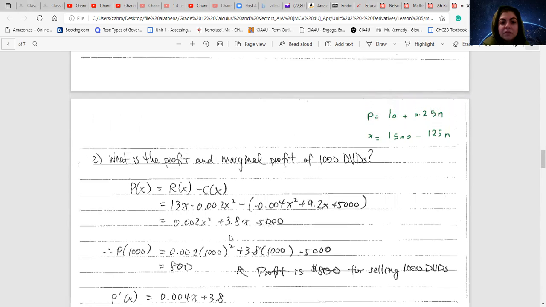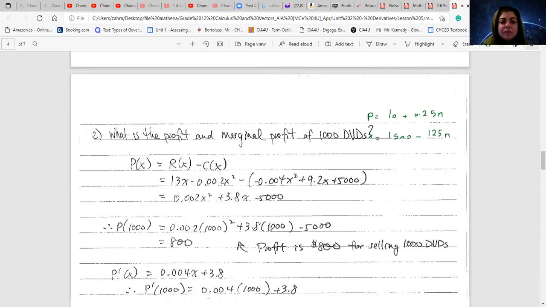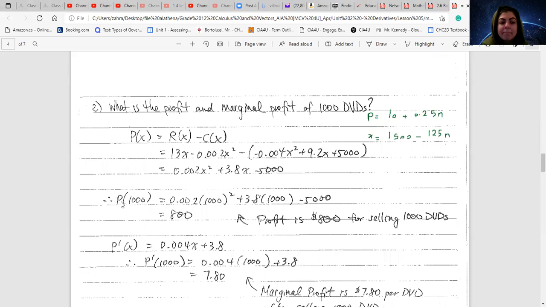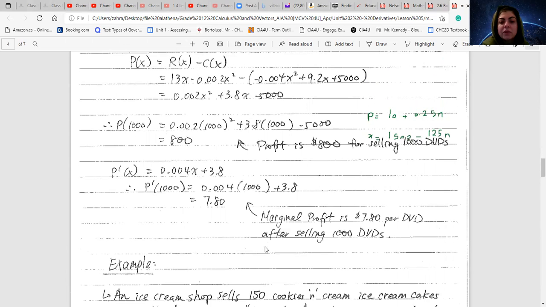What is the profit and marginal profit? Profit is revenue minus cost. Revenue we got from the previous step, and the equation of cost we got as well. We subtract it and simplify. Then the profit for 1,000 units, you put 1,000 in for x here, and this is 800. If you want to find the marginal profit, you just take the derivative, P prime. Again, you know how to take a derivative. For P prime of 1,000 units, instead of the x here, you put 1,000. This is the marginal profit.